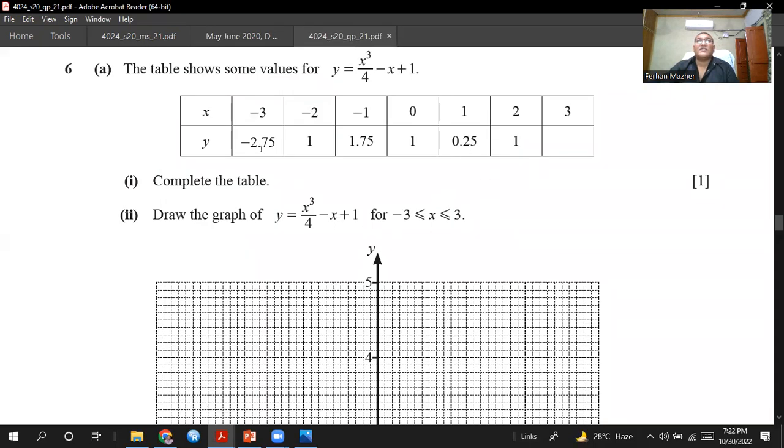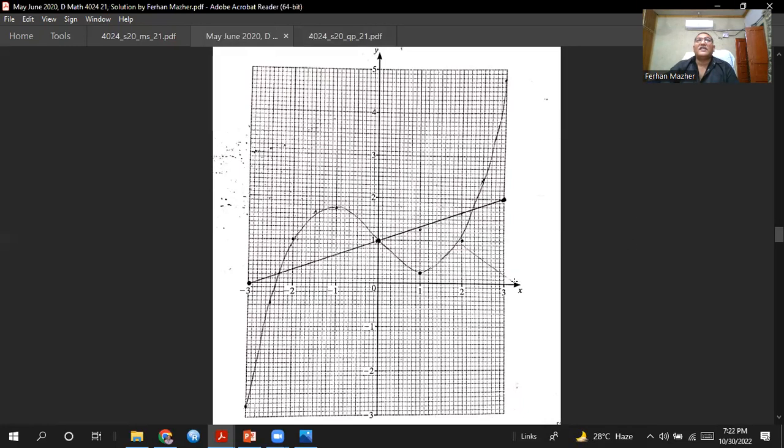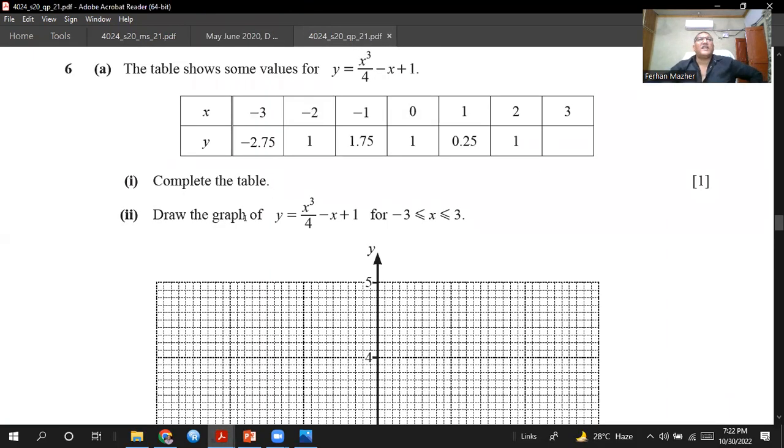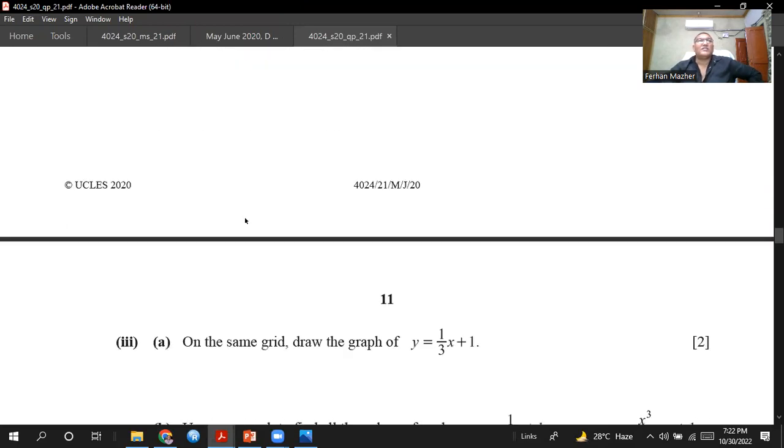And at 3, it was how much? 4.75. Put this dot. Then you join them with a smooth curve, and the graph will be like this. This is the graph of the cubic equation. Once you have plotted these points, that was a 3 marks question.